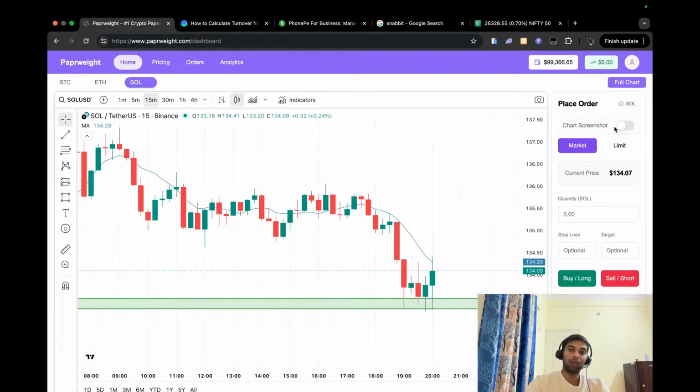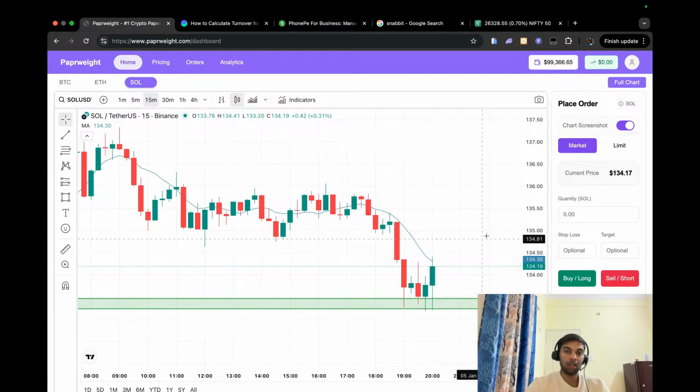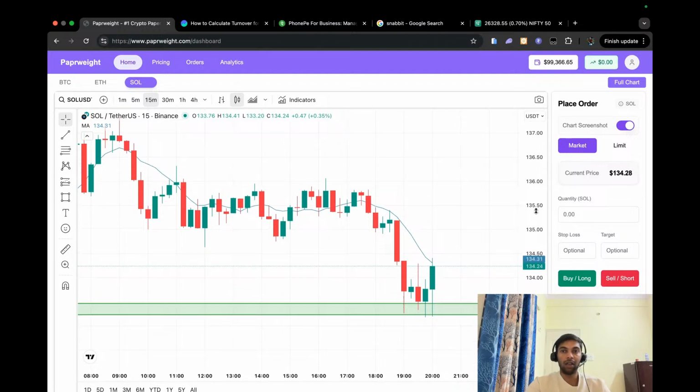And there is this chart screenshot toggle. Whenever you put this toggle on, the moment you punch the trade, a screenshot of this particular chart will be taken, so that whenever in future you come back to this trade in the order history, you can find the attached screenshot, that I took this trade at this particular moment, on the 5th of January. So I can be more specific about why I took the trade. This is a very hard feature to implement, so I kept it as a paid feature. I am a paid user.